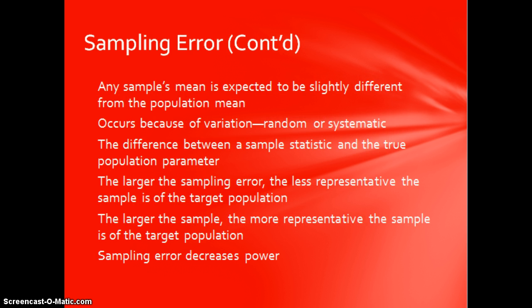The difference between a sample statistic and population parameter is called the sampling error. A large sampling error means that the sample is not providing a precise picture of the population. It is not representative. Sampling error is usually larger with small samples and decreases as the sample size increases. Sampling error reduces the power of a study, or the ability of the statistical analysis conducted to detect differences between groups or to describe relationships among variables.